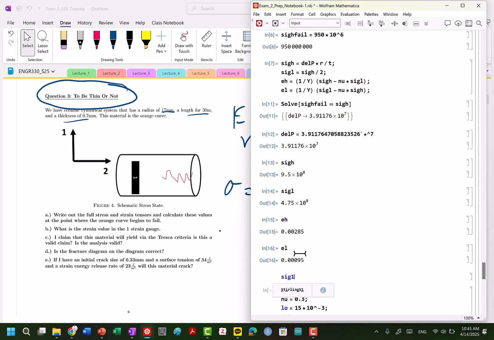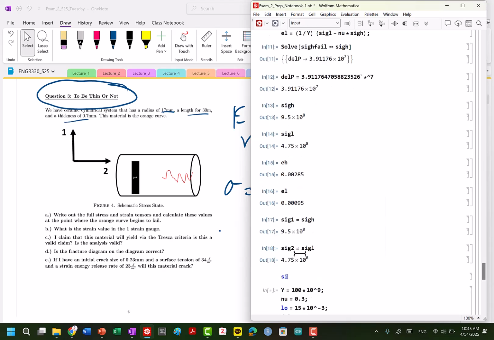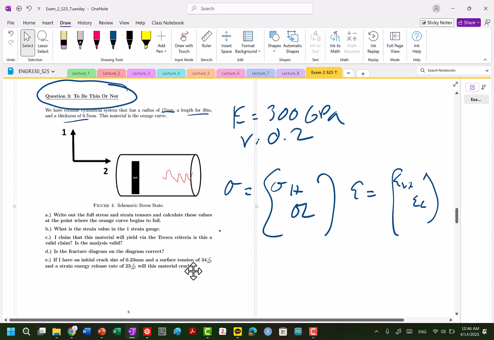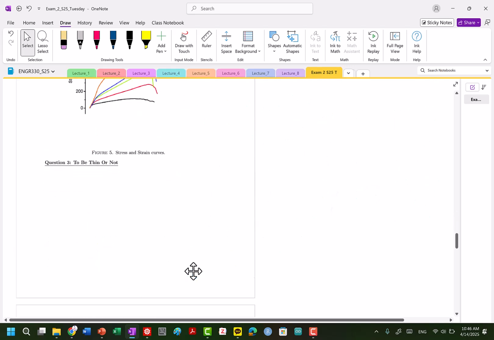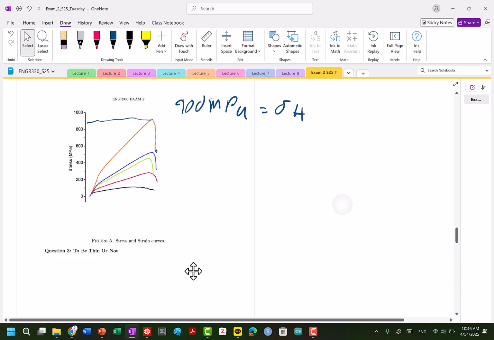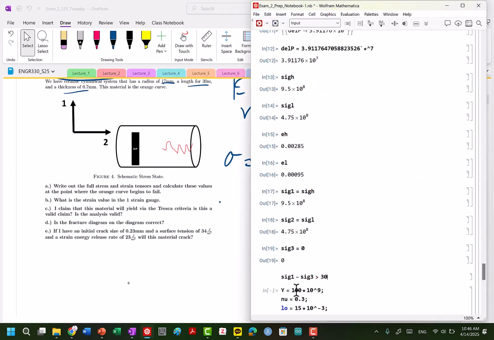So I know that my sig 1 is equal to sig H. My sig 2 is equal to sig L, and my sig 3 is equal to 0. So if I'm doing failure via the Tresca, I'm just saying that is sig 1 minus sig 3. Is it greater than, because my Rankine will just be that, Tresca and von Mises. My yield strength, I'm going to say it's about, let's say 300 megapascal. So 300 times 10 to the 6. It is, so it will indeed yield.